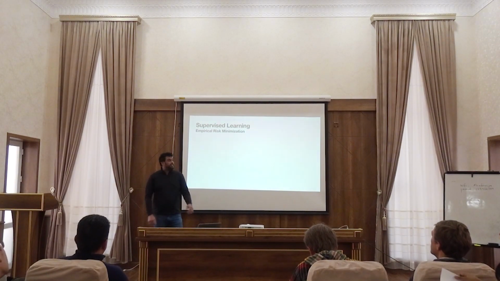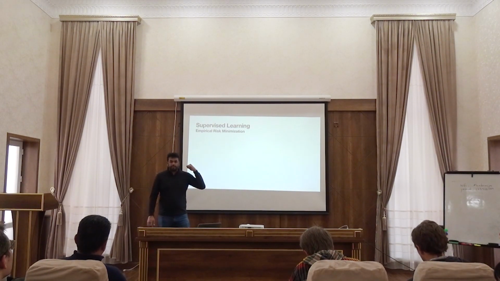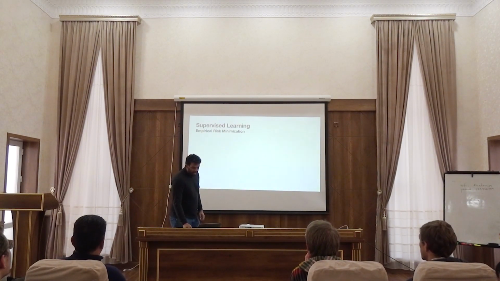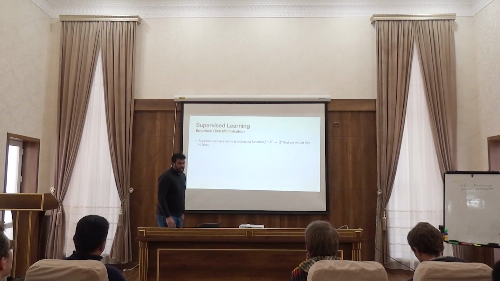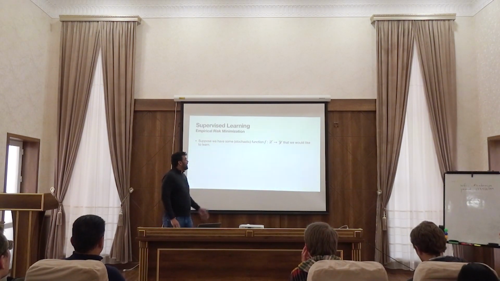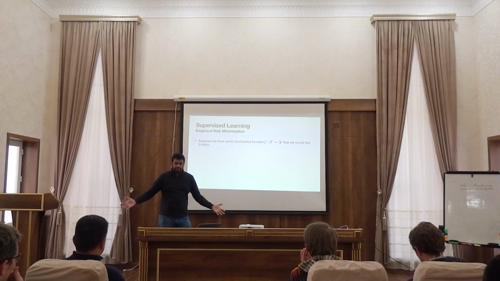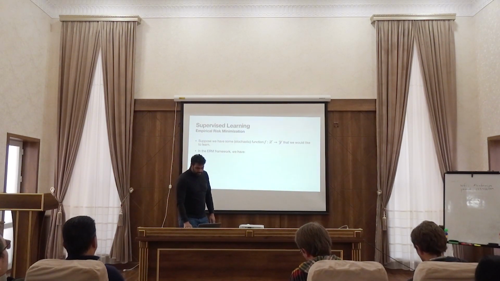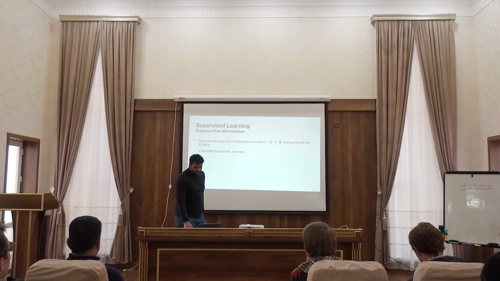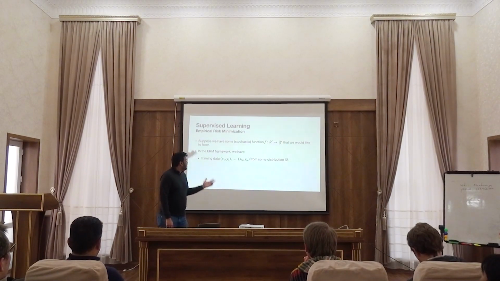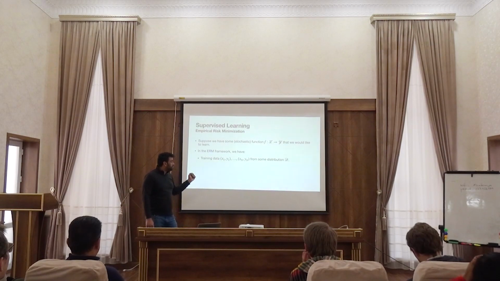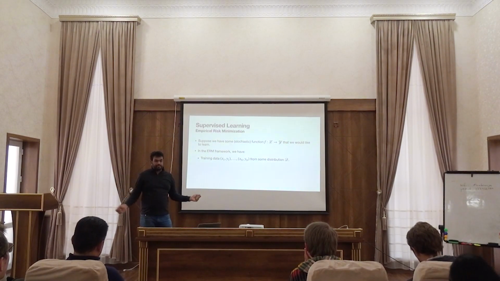Just to set things up, I want to quickly go over what supervised learning is, in particular empirical risk minimization, just to make sure we're on the same page. Suppose we have some function f that maps from x to y, potentially stochastic, and you want to learn this function. In the empirical risk minimization framework, ERM, we have access to two things. The first is a bunch of input-output pairs, x1, y1, all the way to xn, yn, sampled from some distribution D.